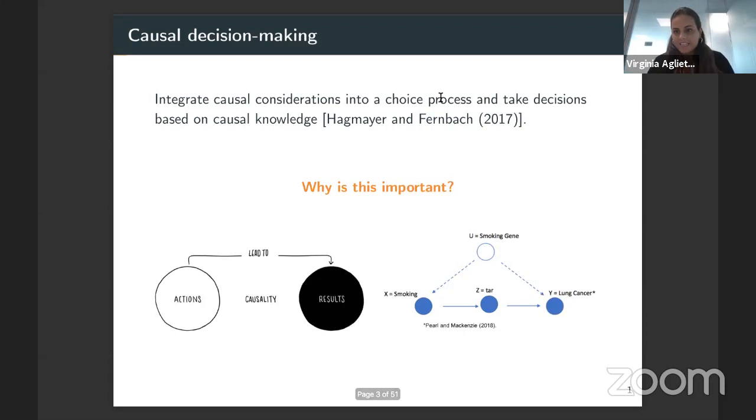So for instance, let's look at this causal graph on the right, which is taken from The Book of Why, which is a very good introduction on the topic. This is one of the causal graphs that has been used in the past to determine the causal effect of smoking on lung cancer. So we want to use a causal graph like this one to assess whether, in order to decrease the probability of having lung cancer, we should, for instance, decrease or quit smoking.